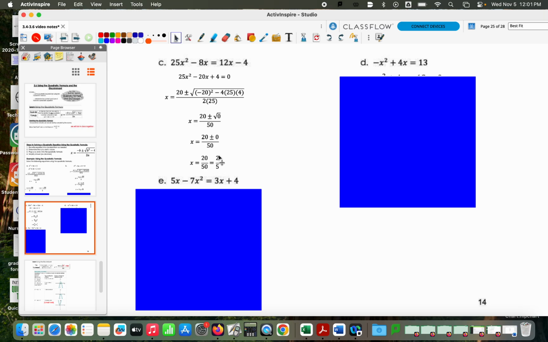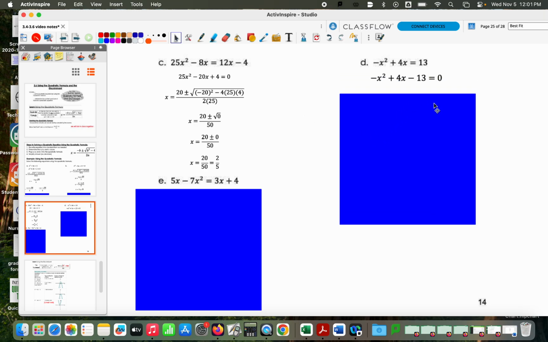Since we have a nicer answer, with no square root or imaginary part, that tells us we could have factored this. It just might have been a little bit more challenging with the 25 here, but feel free to go back and try it yourself.